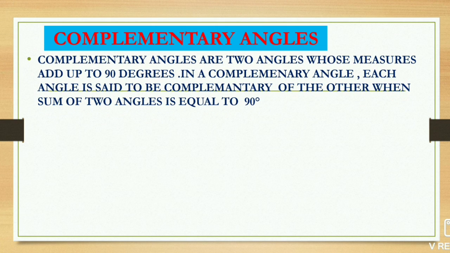Complementary angles are two angles whose measures add up to 90 degrees. Once again, see this: complementary angles are two angles whose measures add up to 90 degrees. Each angle is said to be the complement of the other when the sum of the two angles is equal to 90 degrees. Okay children, if you take any two angles and the sum of those two angles is 90 degrees, then such two angles are said to be complementary.